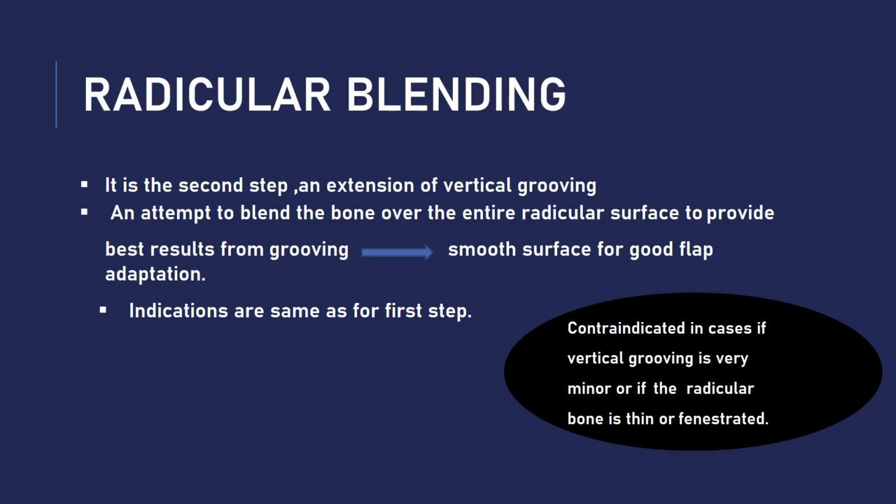So coming to the radicular blending. What is radicular blending? It is always the second step, an extension of vertical grooving. We have made the radicular prominence with the vertical grooving and we have to blend it. So this is an attempt to blend the bone over the entire radicular surface to provide the best results from grooving. Especially we are attaining a smooth surface for good flap adaptation.